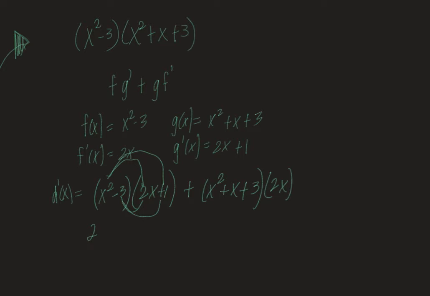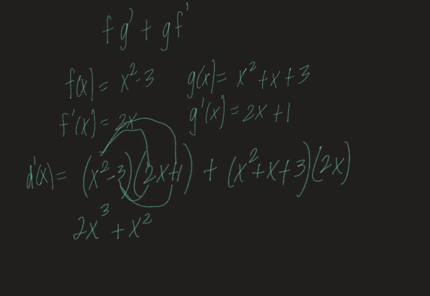To get 2x squared. X squared times 1 is, ooh, sorry, that's 2x cubed. 1 times x squared is x squared. Now negative 3 times 2x is negative 6x. And then negative 3 times 1 is negative 3. So that was this side. I don't really have to put brackets around it, but I will, or parentheses for that matter. I kind of overuse them sometimes, but I like to visualize things.